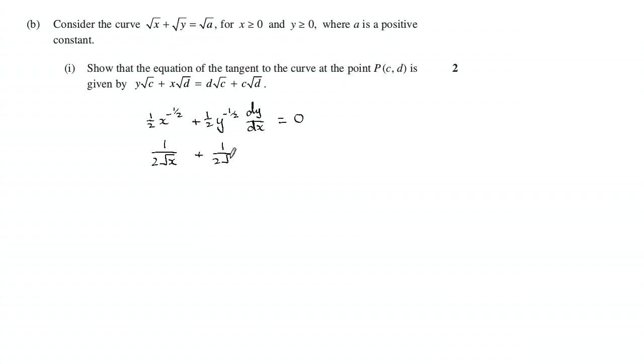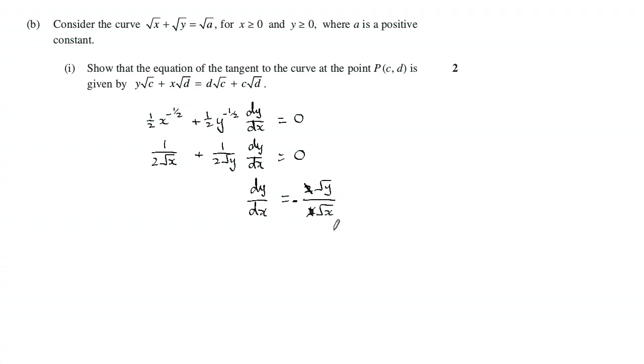So we get that, and then we can just rearrange things to get dy by dx. So subtract that from both sides, and then divide by that. And then that will give you 2 root y over negative 2 root x, and then the 2's will cancel. So we get negative root y over root x.